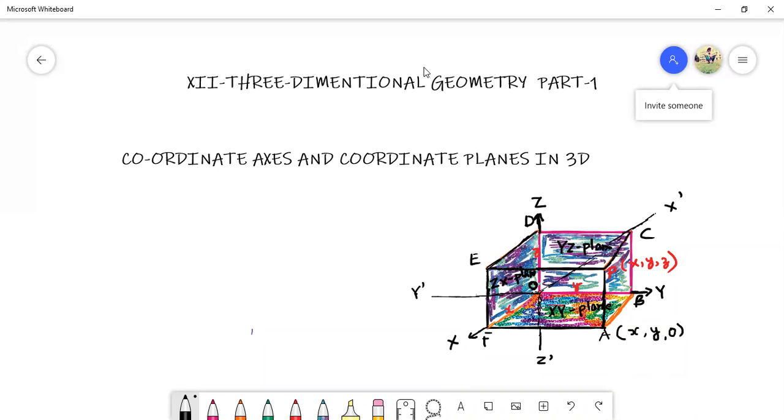Okay. Similarly, if you go to the YZ plane, on the YZ plane the x coordinate will be 0. So the coordinates will be 0, y, z. Similarly, E is on the XZ plane. When it is on the XZ plane, the y coordinate will be 0. So x, 0, z.